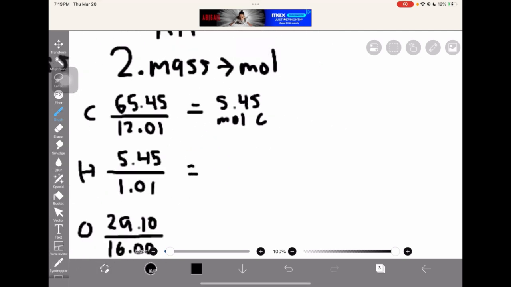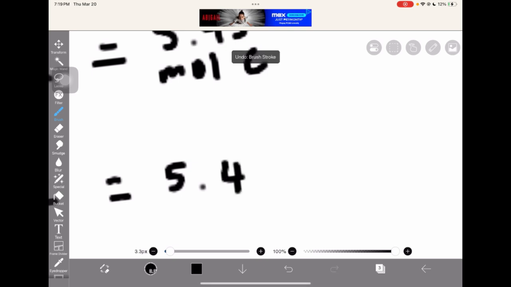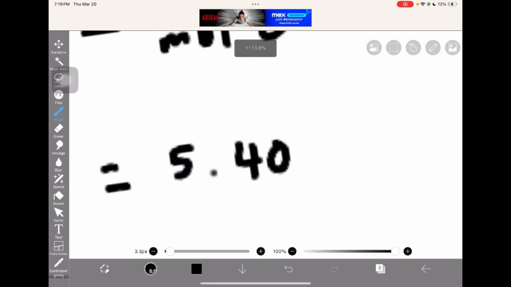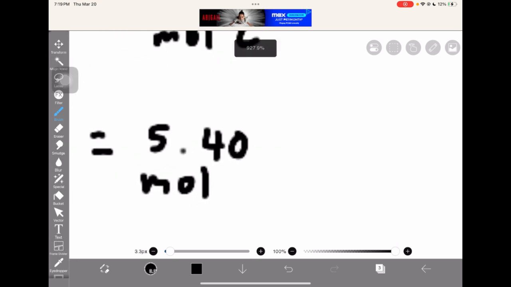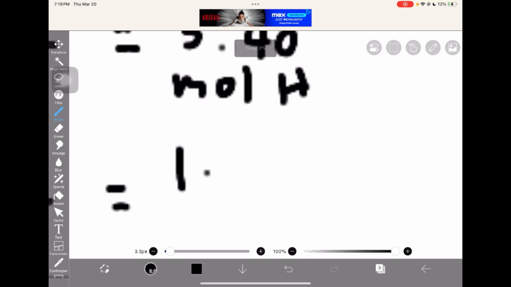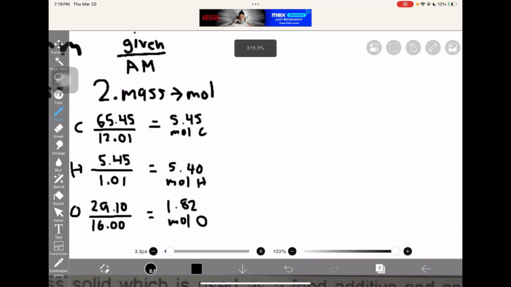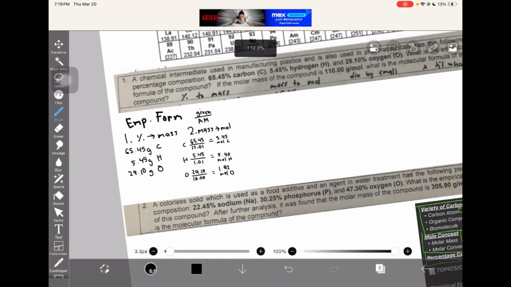Next one, we have 5.45 divided by 1.01. That's equal to about 5.40 moles of hydrogen. And lastly, 29.10 divided by 16. That's equal to 1.82 moles of oxygen, approximately. So very good. We now have 2 steps. Step 3.